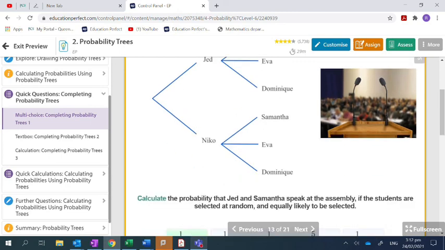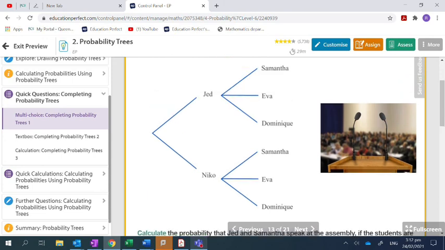So we're going to calculate the probability that Jed and Samantha speak. So that means, all right, there we go. It means Jed, then Samantha. So Jed, we said his was 1/2. Samantha's is 1/3. We're going along the branches. That means we're going to do what with them? Yep. And so multiply straight across. 1 times 1 is 1. 2 times 3 gives you 6. So the probability of Jed, then Samantha, is 1 out of 6, or 1/6.